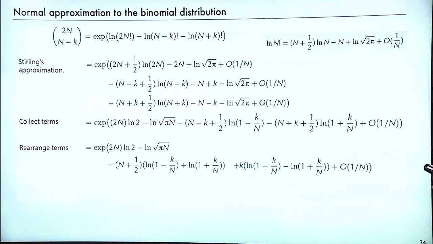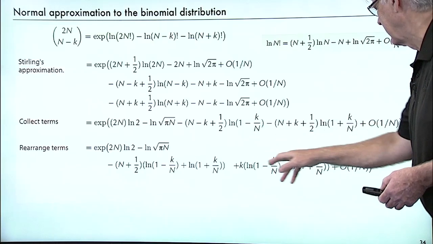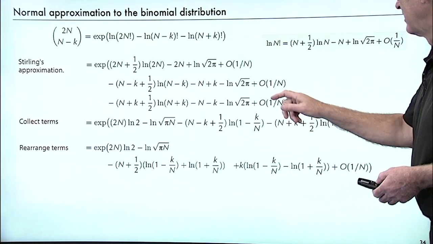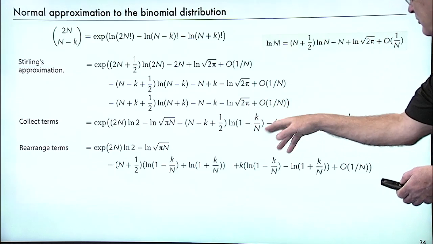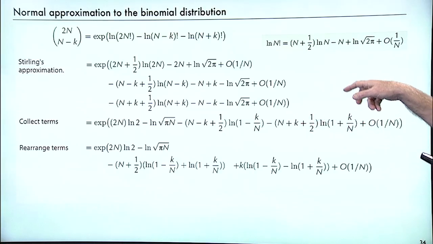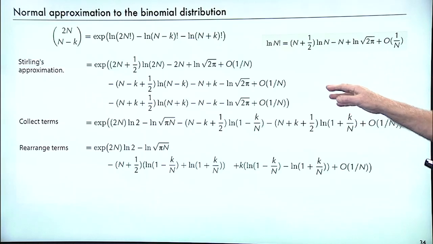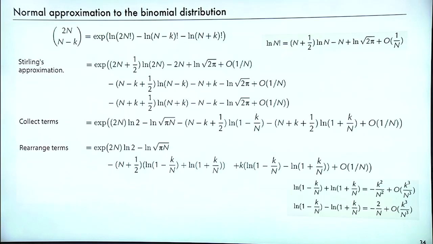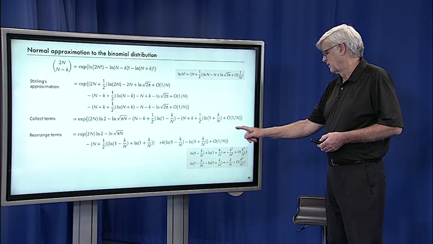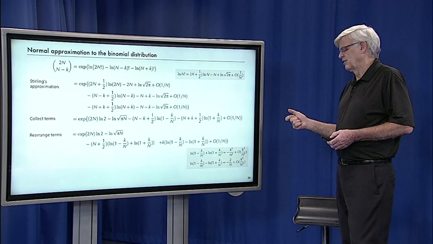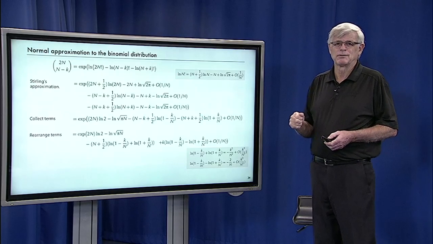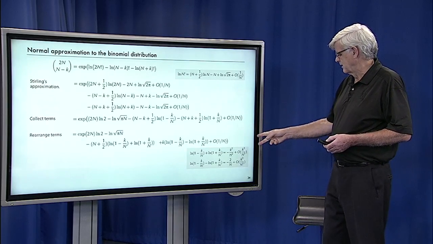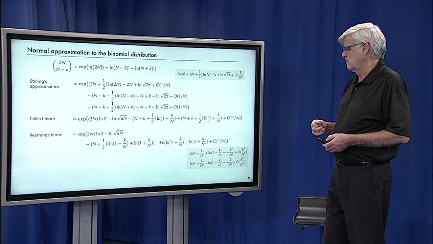And just rearranging terms in terms of k times this difference of log 1 minus k over n, log 1 plus k over n, and n plus 1/2 times the sum. Those two, that sum and that difference, that's one of the first exercises that we did, and those things collapse down to just one asymptotic term. So the sum of them is asymptotic to minus k squared over n squared, and the difference of them is asymptotic to minus 2 over n, with, again, big O terms involving k cubed.